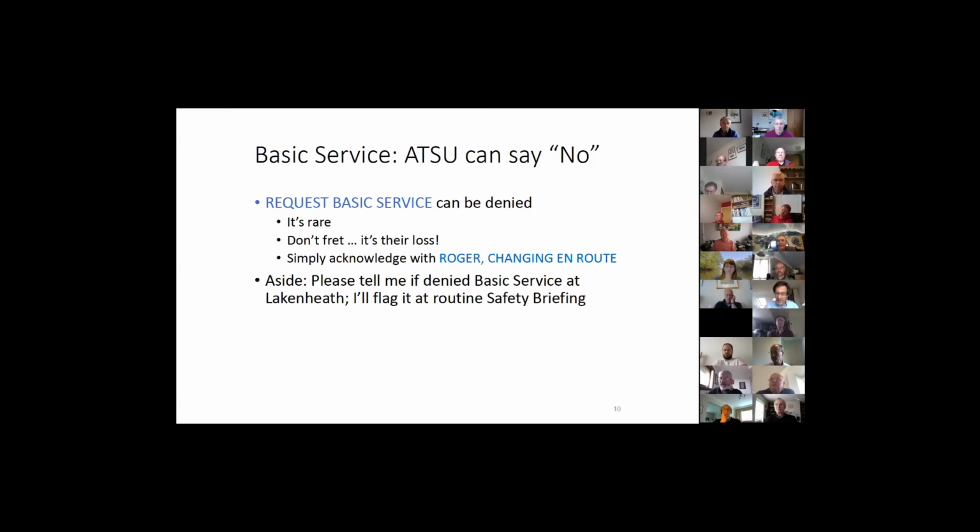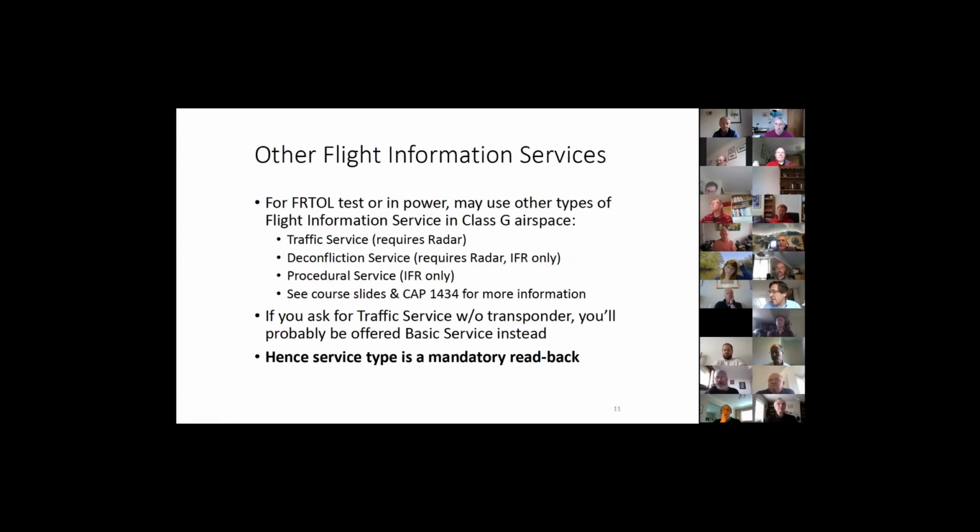So it's happened to me a couple of times. And we need to let the controllers know that basically if they deny us a service, it's their loss, not ours. There are other types of flight information service. If you're doing the FRTOL test or you fly power, this may well be relevant to you. I suspect, particularly if you don't fly with a transponder, these other service types are not really of interest. They're covered in the course slides and also in CAP 1434.